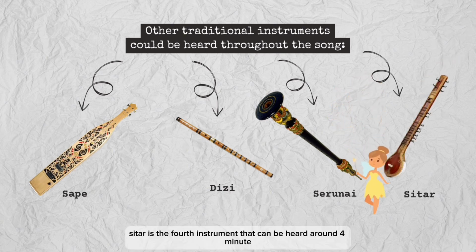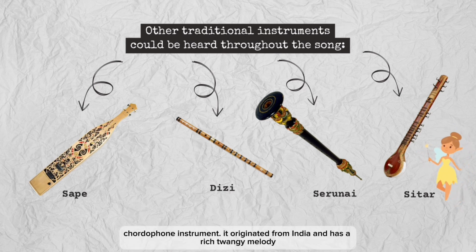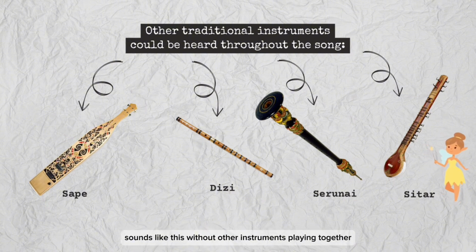Sitar is the fourth instrument that can be heard around 4 minutes 45 seconds to 5 minutes 15 seconds. It's a chordophone instrument. It originated from India and has a rich twangy melody. It sounds like this without other instruments playing together.